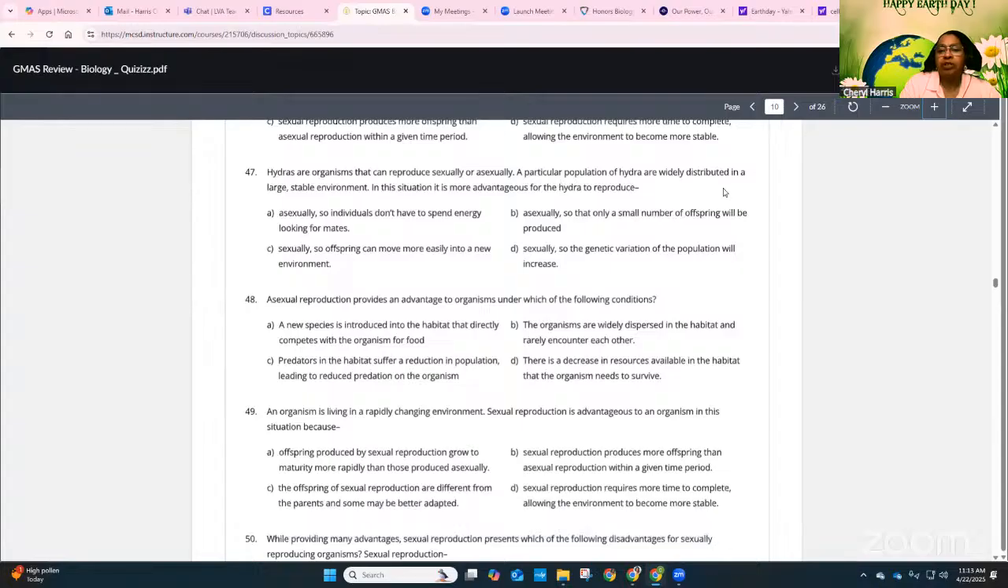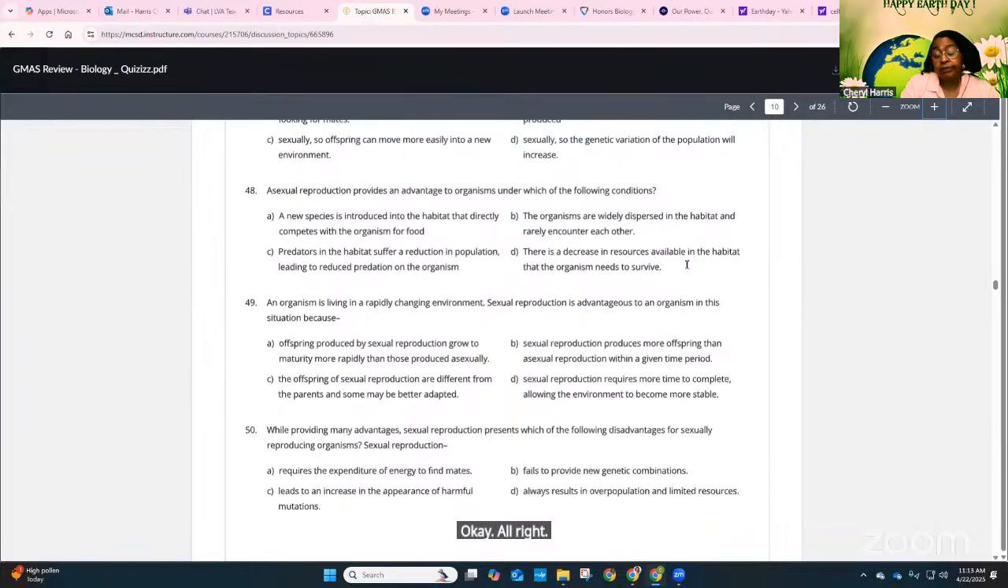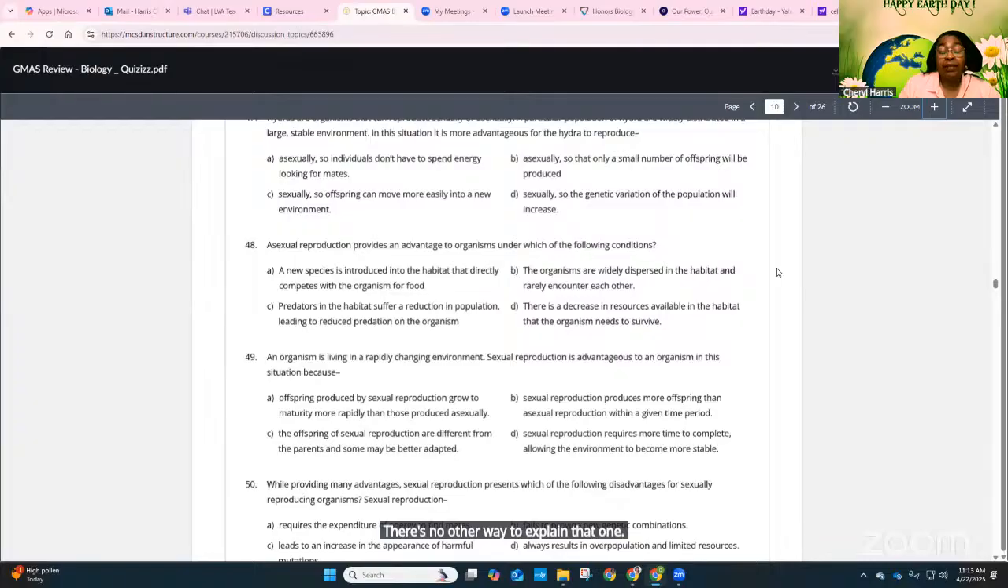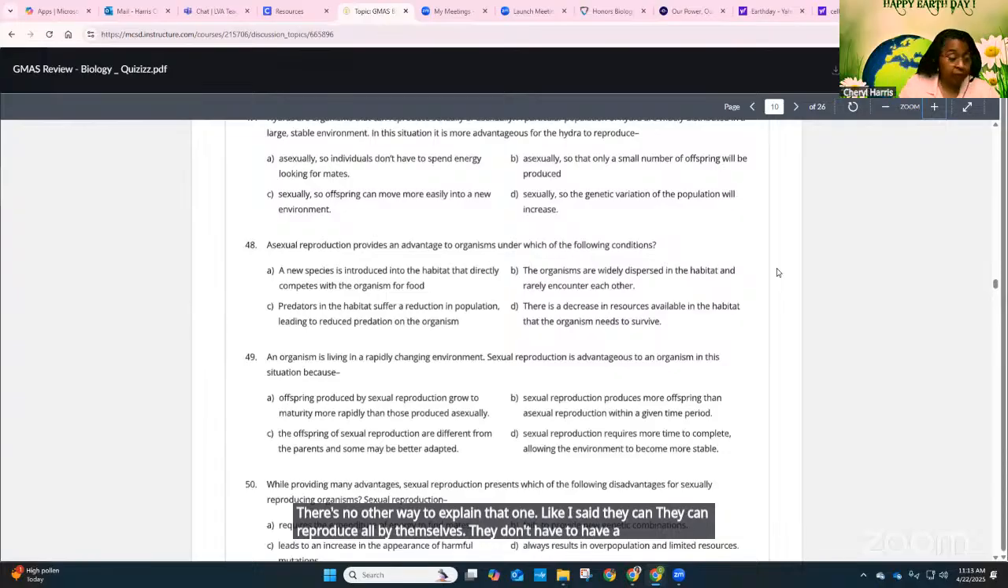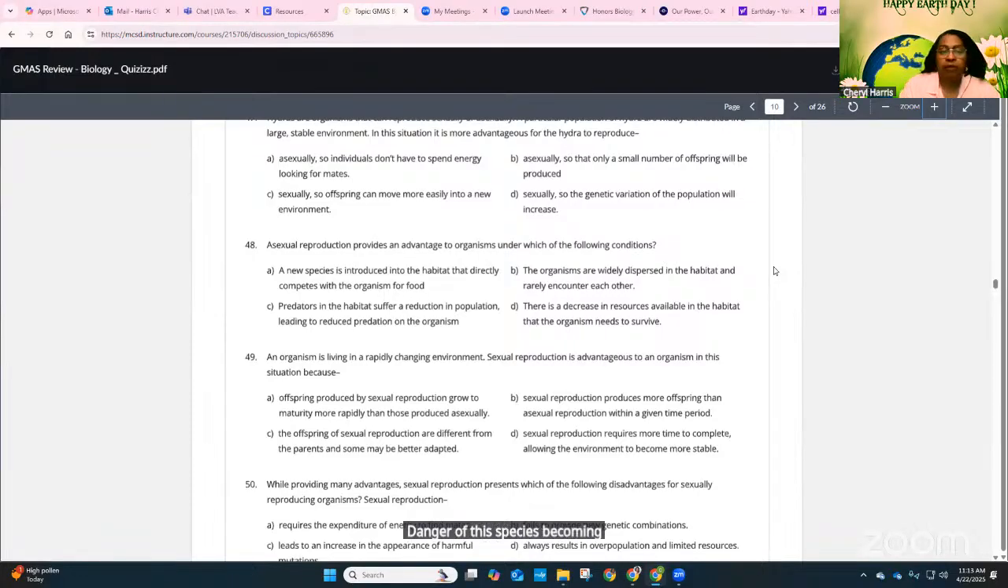The particular population of hydra are widely distributed in a large, stable environment. In this situation, it is more advantageous for the hydra to reproduce asexually, so individuals don't have to spend energy looking for a mate. And there's no other way to explain that one. Like I said, they can reproduce all by themselves. They don't have to swim around looking for a mate, and there's no danger of the species becoming extinct because they don't have a mate.